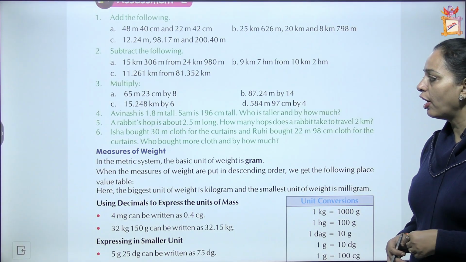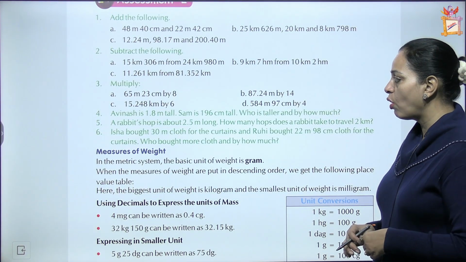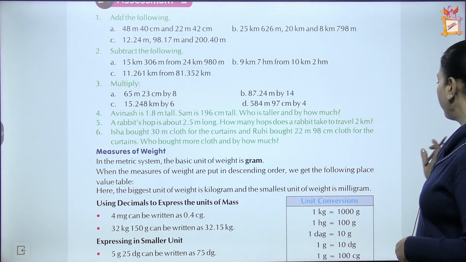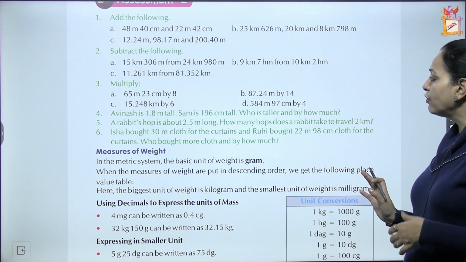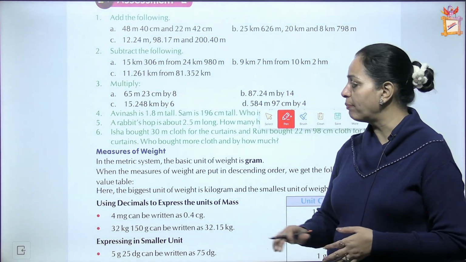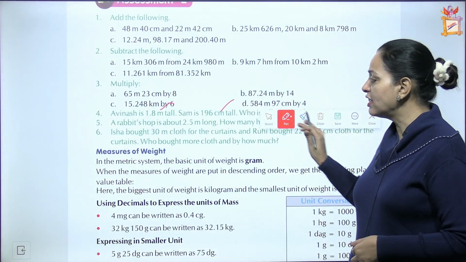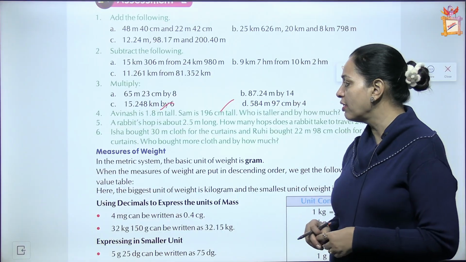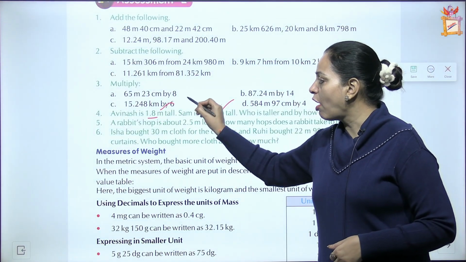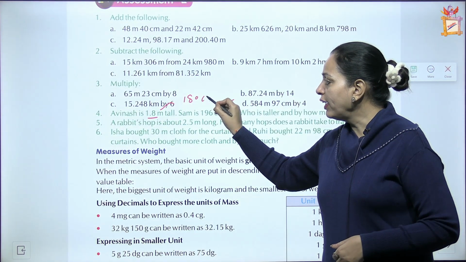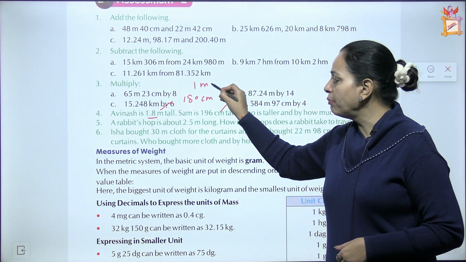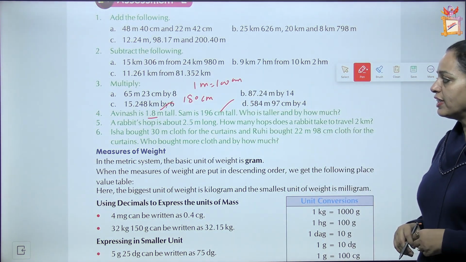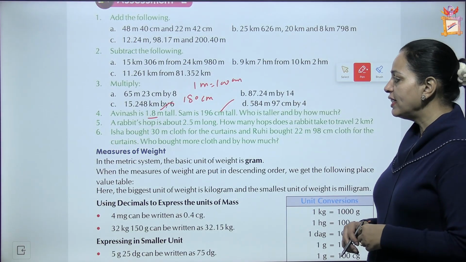Like the fourth question: Avinash is 1.8 meter tall, Sam is 196 centimeter tall. Who is taller and by how much? Whenever we have to do comparison, the unit must be the same. Like this is in meter, this is in centimeter. So convert either both in meter or in centimeter. So 1.8 meter, how many centimeter? 180 centimeter, because 1 meter equals 100 centimeter. So 1.8 into 100, you will get 180 centimeter.